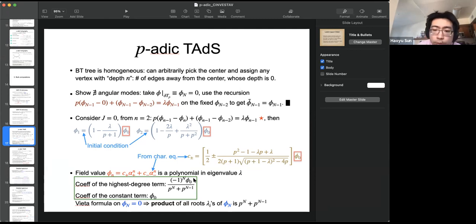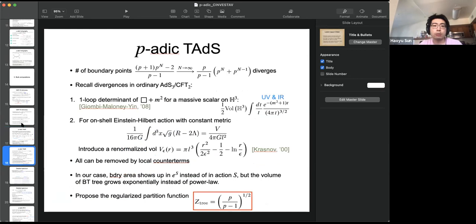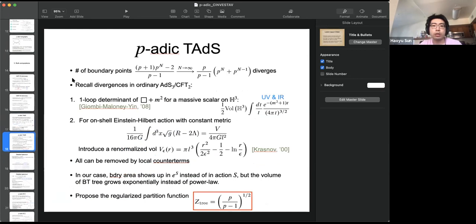So it is a polynomial in the eigenvalue lambda. The coefficient of the highest degree term is as follows, and the coefficient of the constant term is always phi naught. Then simply by the Vieta formula, we can see that the product of all the eigenvalues of the Laplacian is p to the n plus p to the n minus 1. Okay, so it looks divergent if we send n to infinity. The same divergence takes place if you count the number of boundary points, which goes like this as n goes to infinity.